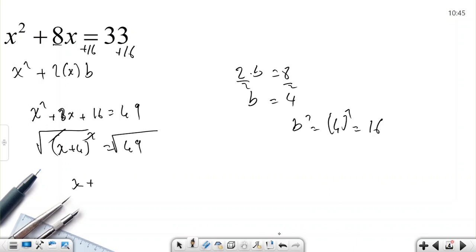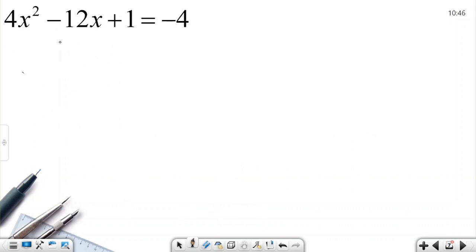x plus 4 equals 7, or x plus 4 equals negative 7. So x equals 3 or x equals negative 11. Okay, let's see the next question.